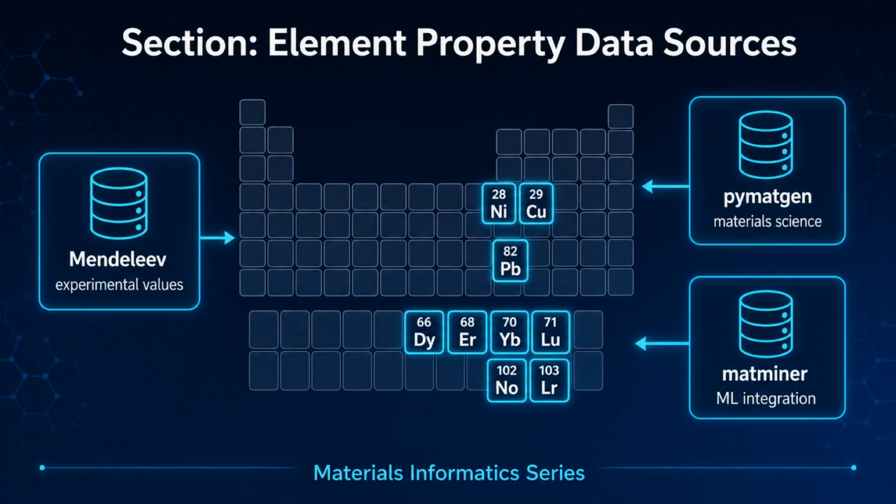Element property data comes from various sources with different characteristics. Mendeleev provides comprehensive experimental values. PyMatchen focuses on materials science applications with DFT-derived properties. Mapminer integrates multiple data sources specifically for machine learning. Understanding these differences helps you choose the right source for your application.